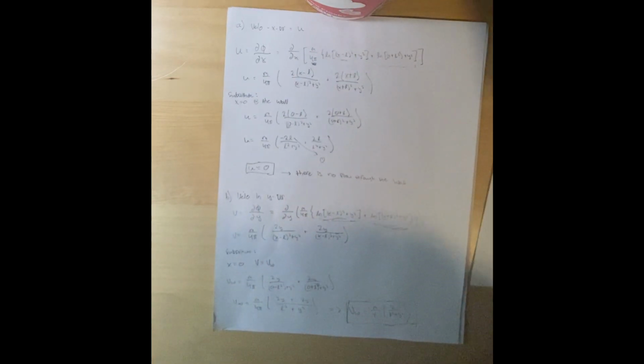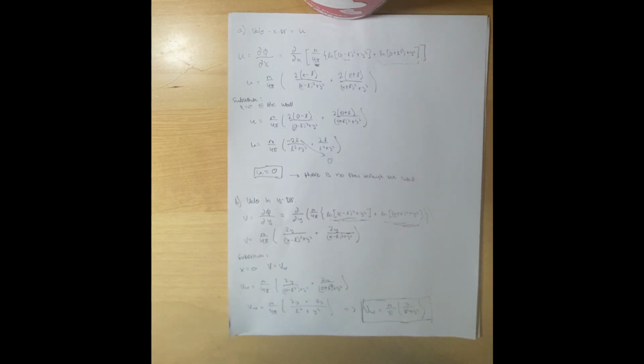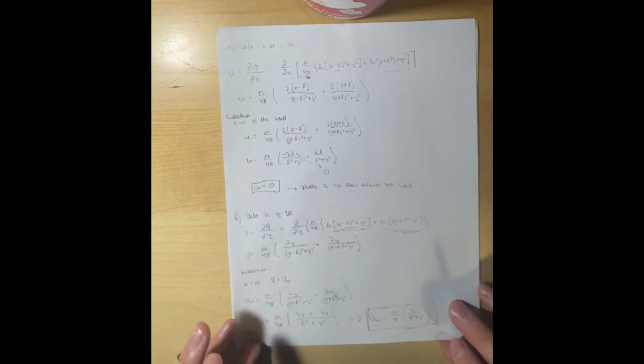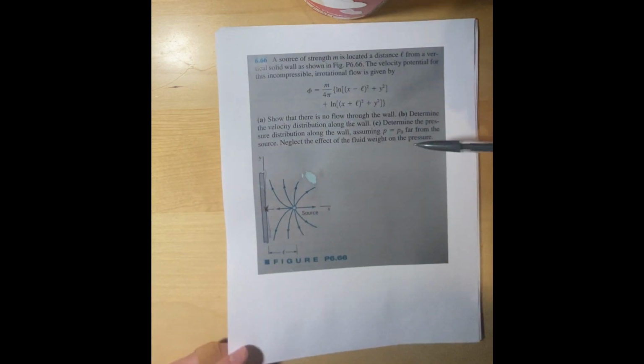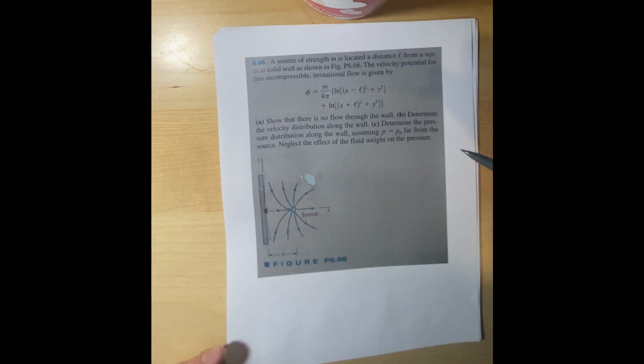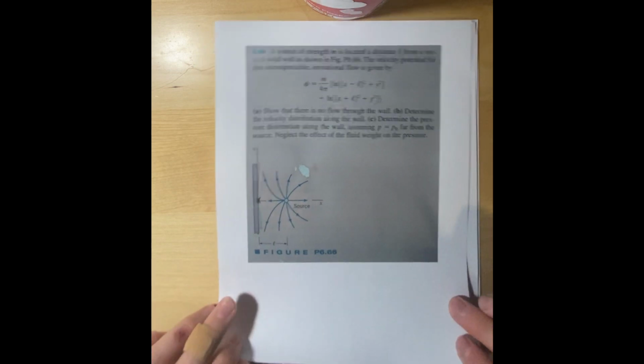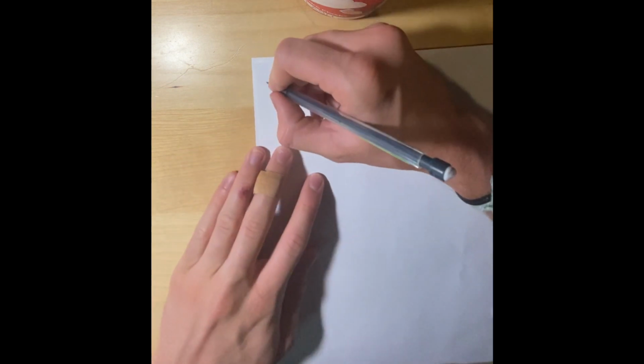All right. Now that we have those two steps done, we're going to move on to the third and final step of the problem. In this case, it's asking for the pressure distribution along the wall, assuming that P is equal to P naught far from the source. So to do so, we're just going to use Bernoulli's here. Just a quick, easy Bernoulli's problem. Label this part C.